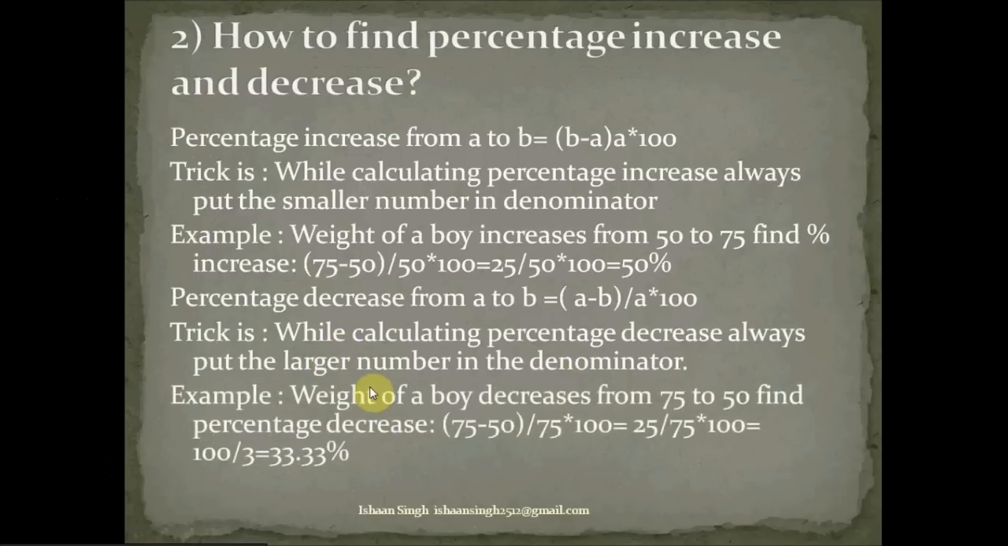Looking at an example, the weight of a boy decreases from 75 to 50. Find the percentage decrease. The percentage decrease in the weight is equal to 75 minus 50 upon the larger number, that is 75, into 100, which is 25 upon 75 into 100, which is equal to 33.33%. So I hope it is clear.